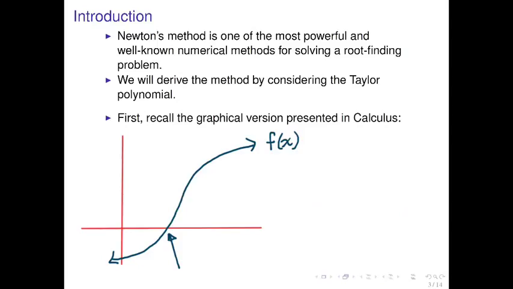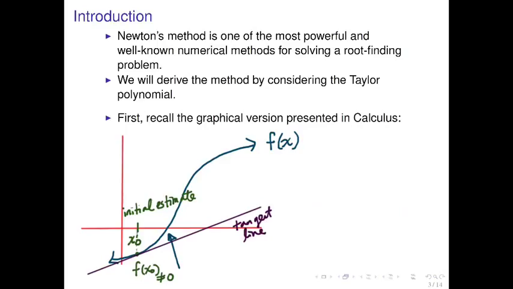The way Newton's method works is to start with an initial estimate. The key, though, is that the estimate cannot be too far away from the desired root location. And the function value of the initial estimate cannot be equal to 0 identically. Otherwise, you have already reached your desired root. The way Newton's method works is to draw a tangent line to the point x0, f of x0. And where this tangent line intersects with the x-axis becomes our next estimate of the root.